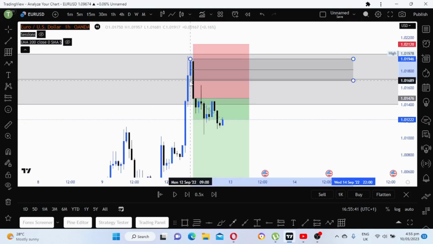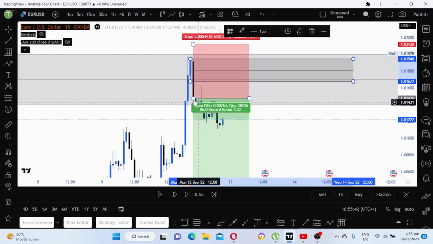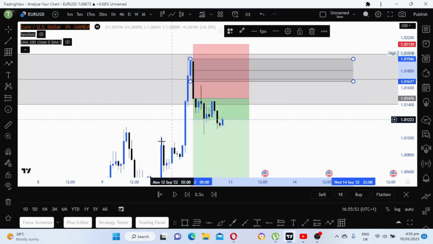So I don't waste time. I just entered after this candlestick pattern, which is a bearish engulfing candlestick pattern. Then I sold here. So now what do I do now?